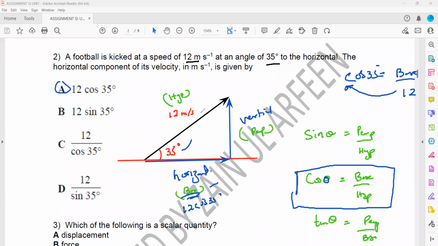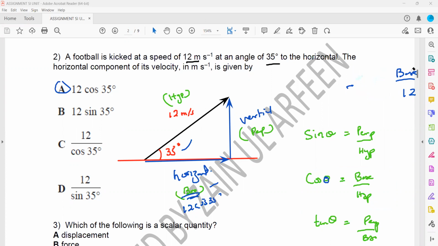But what if they ask for the vertical component? If the same question was there and, instead of horizontal, they ask for vertical, then we will not use cosine theta, we will use sine theta. Sine theta equals the perpendicular, which we don't know, divided by the hypotenuse, which is 12.